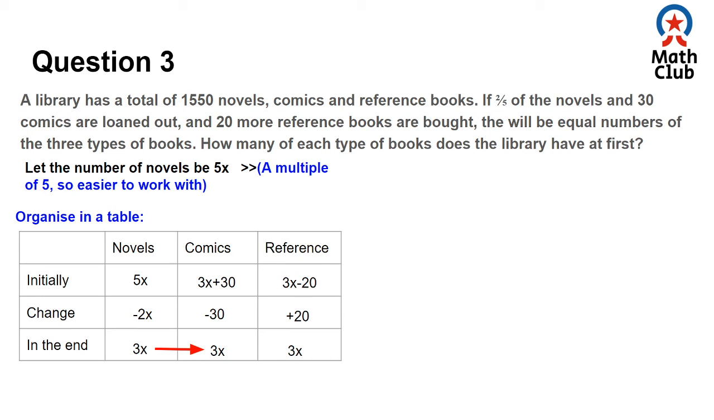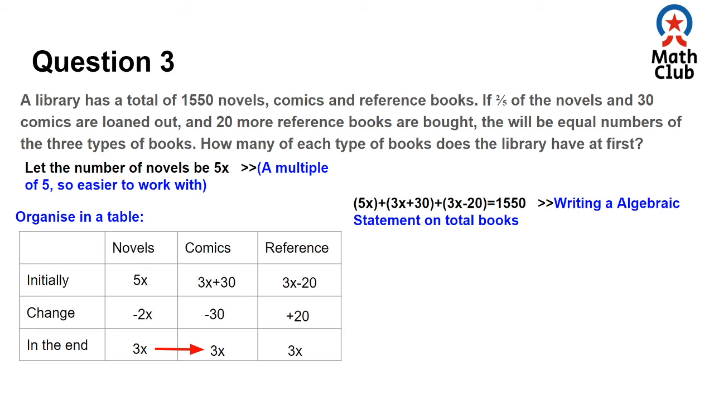Now it's just time to write the algebraic statement. So this is the only equation we can derive, but it's enough because we only have one of them. So it's 5x, the number of novels, plus 3x plus 30, which is the number of comics, and 3x minus 20, which is the number of reference. And this totals up to 1,550. There's no need for the brackets, but I just bracketed it up so it's a little bit more clear. So as it says, it's writing an algebraic statement on the total number of books.